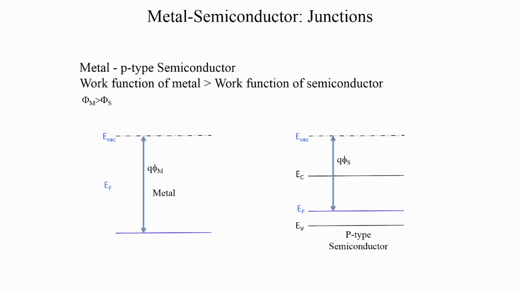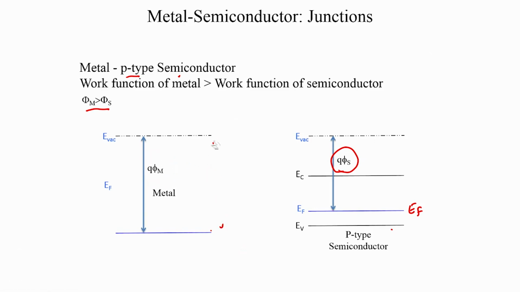Now let us go ahead and consider some more examples. We will again consider a metal semiconductor junction, but this time a p-type semiconductor. A p-type semiconductor has a Fermi level that is located closer to the valence band, that is the major difference. And let us take the case of phi m being greater than phi s. So this is your q phi s, the work function of the semiconductor, this is the work function of the metal, and since q phi m is greater than q phi s, the Fermi level of the metal lies further away from the vacuum energy level as compared to the semiconductor.